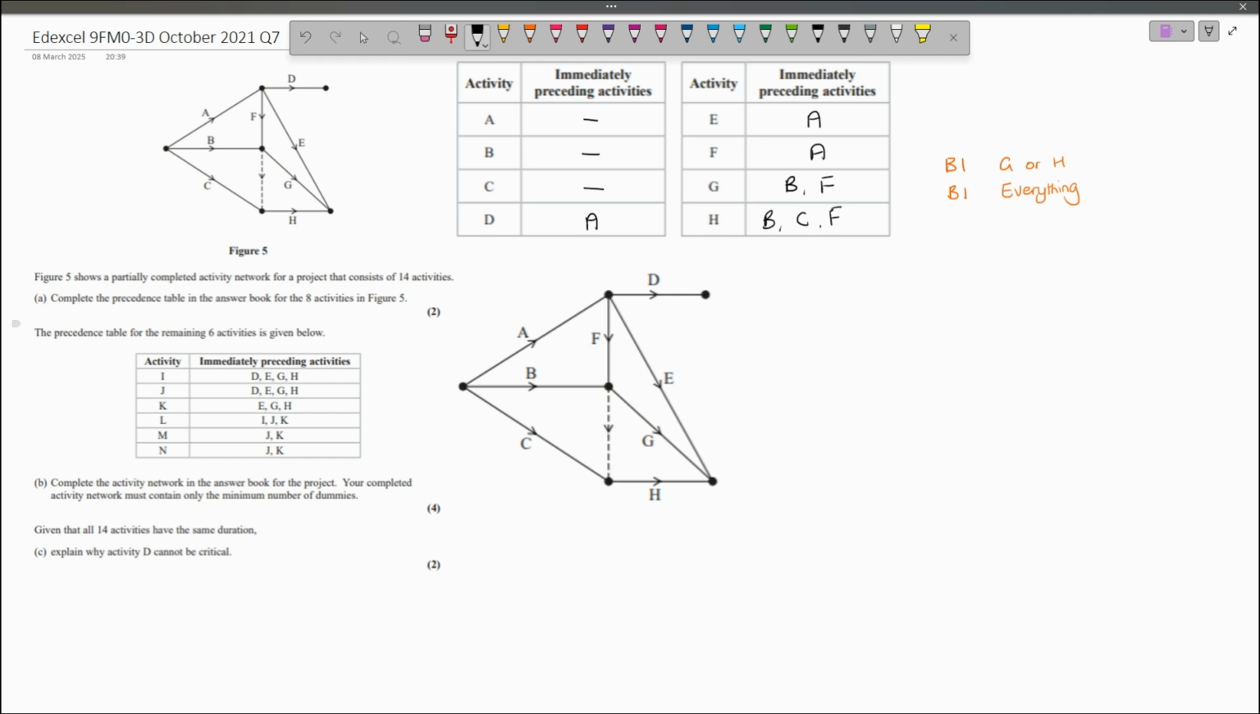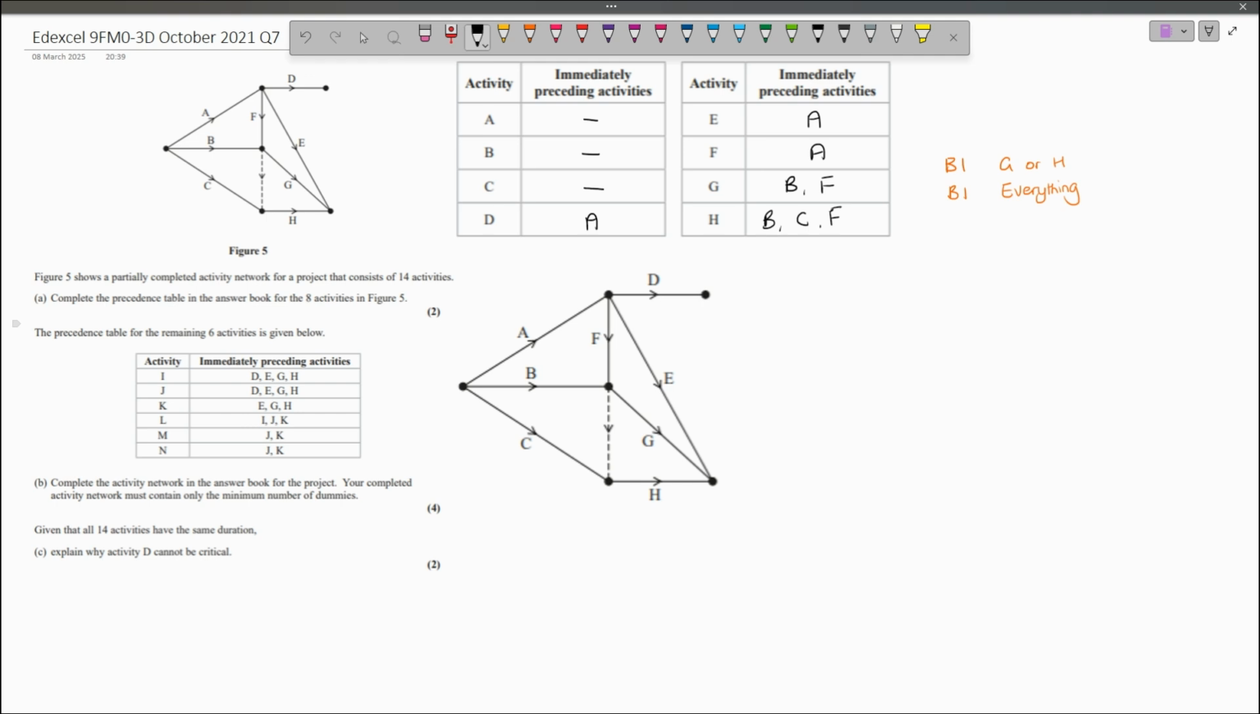The precedence table for the remaining 6 activities is given below. Complete the activity network in the answer book for a project. Your completed activity network must contain only the minimum number of dummies. So we've got some observations to make.